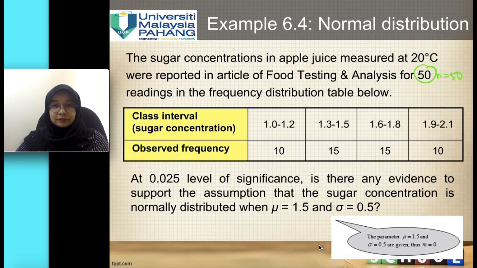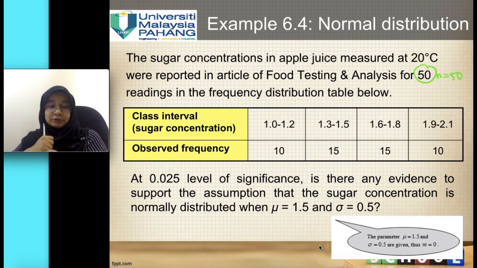The concentration can be categorized by 1 until 1.2, 1.3 until 1.5. They class the concentration into classes, and then the total frequency is 10, 15, 15, 10. Right, the first class 10, second class 15, third class 15, fourth class is 10.